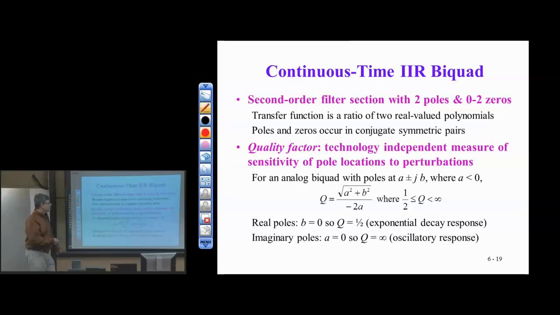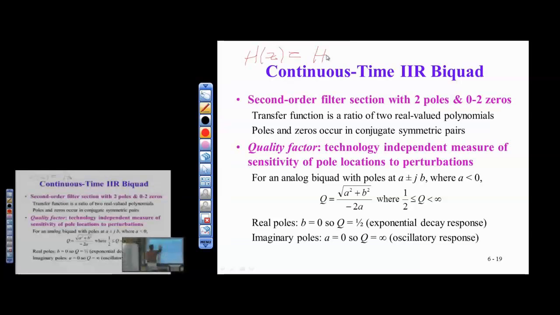So what I'll do for a higher order system, say fourth order, is if I have a fourth order transfer function, so consider this to be fourth order, then I can factor this into 2 second order systems.